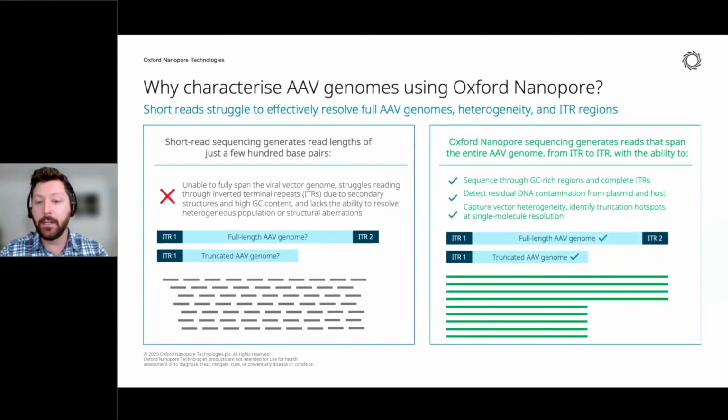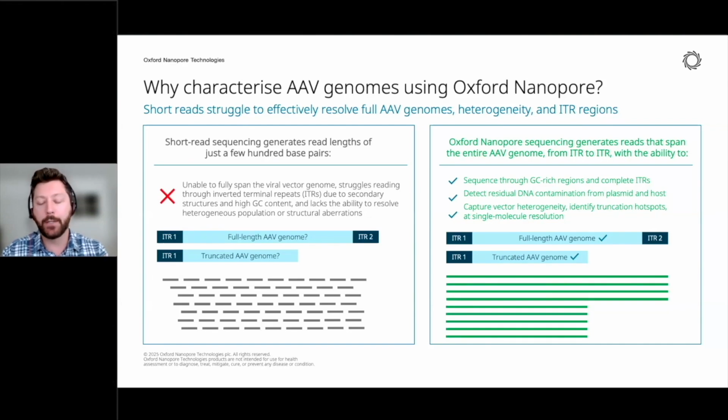Last but not least, let's talk a little bit about why the technology is uniquely suited for characterizing viral vectors such as AAV genomes. So short read technologies have long struggled with this task, and on the left you can see why. Traditional methods generate reads of just a few hundred base pairs long, and this means they can't span the full AAV genome. And they often fail to read through the inverted terminal repeats due to their high GC content and complex secondary structure.